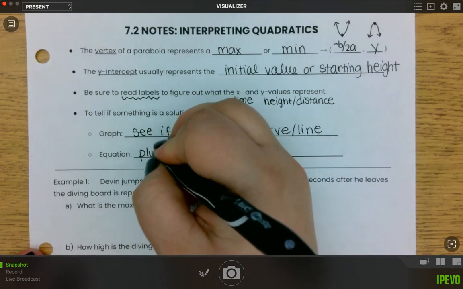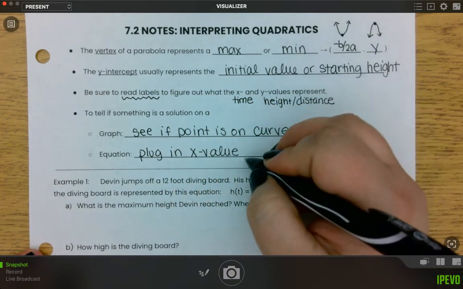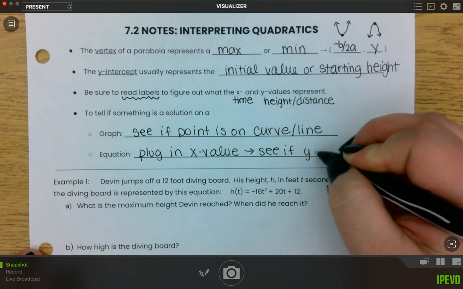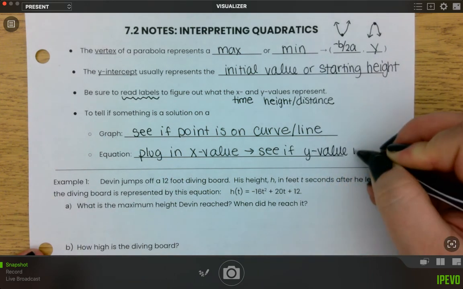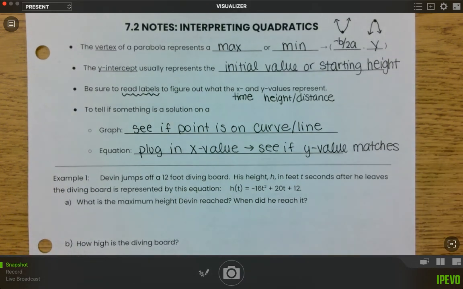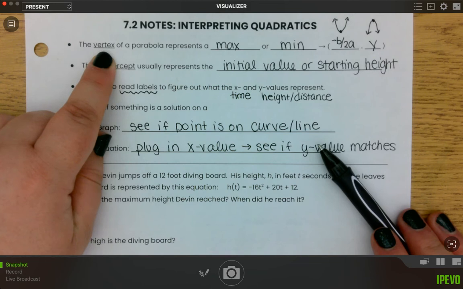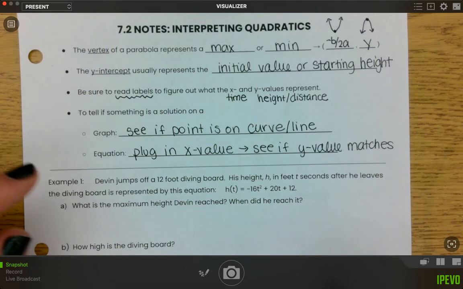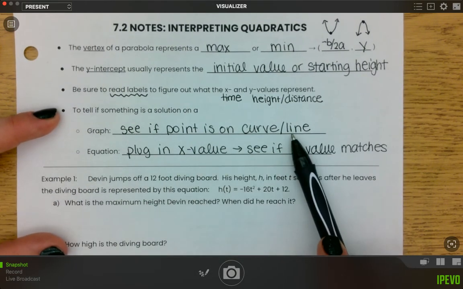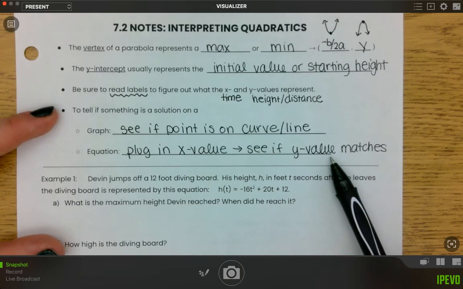If it is in an equation, you plug in the x value, and you're just going to want to see if the y value matches. Okay, and we're going to go over that here in just a second, but that is the bulk of what you need to know for today. The vertex has to be a max or a min. The y-intercept is the initial value. Make sure you read your labels, and if you want to tell something's a point, either see if it's on the line or plug in the x value to see if your answer matches the y value.